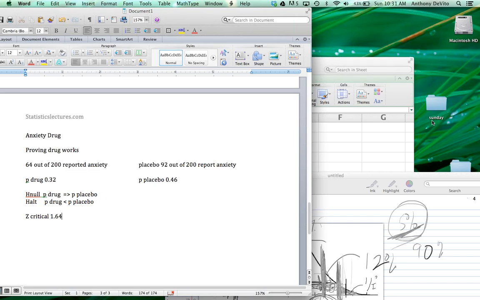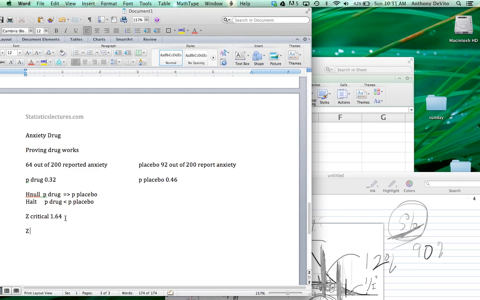But I agree with you that they really should stick to two-sided tests, just because everybody else does, and just because they're anxious to prove that this drug works, they may not have a good enough argument for doing a one-sided test. But let's use a two-sided test anyway, just for our purposes.